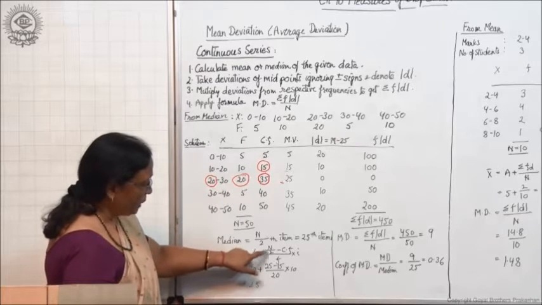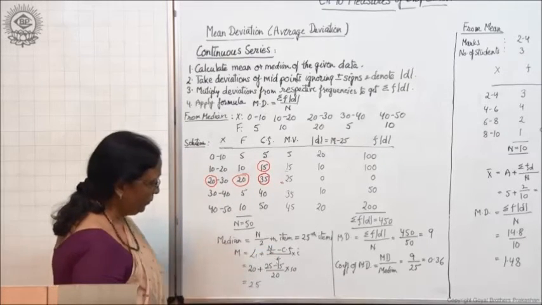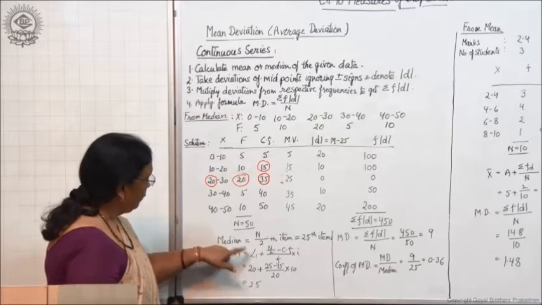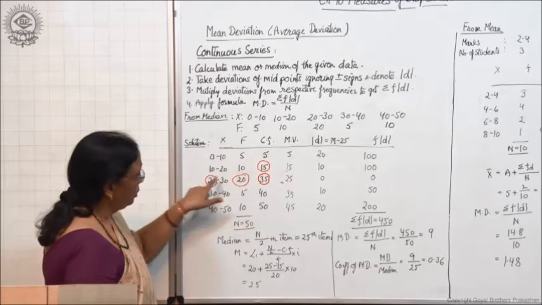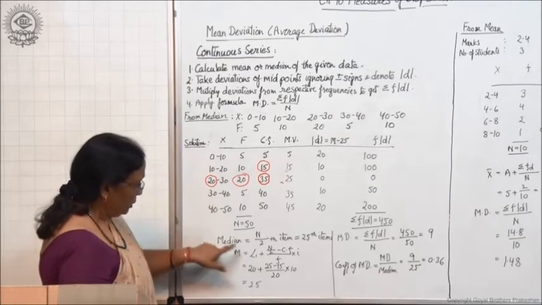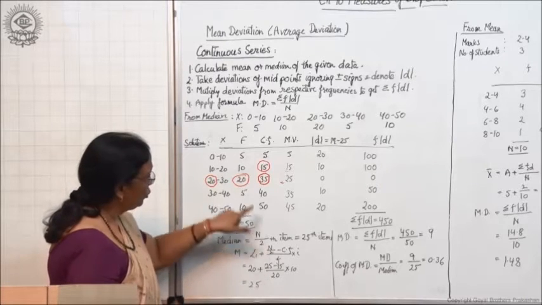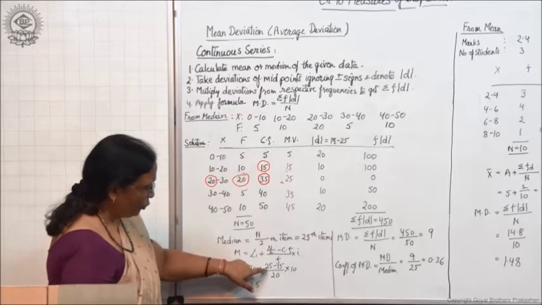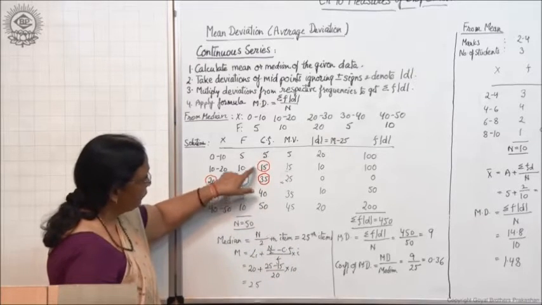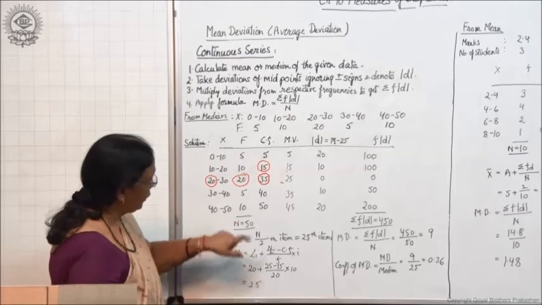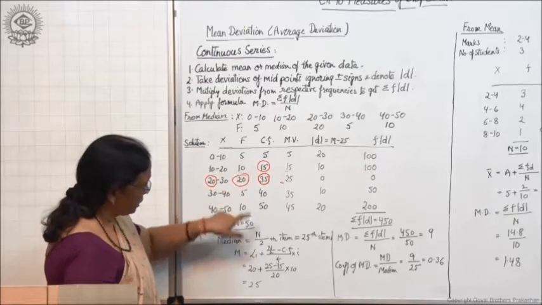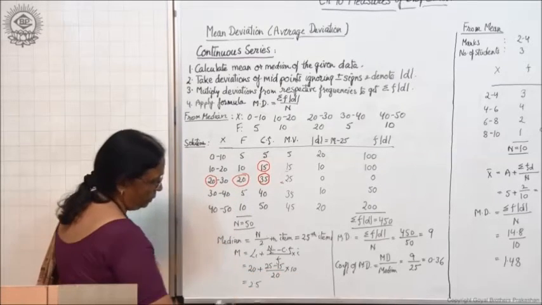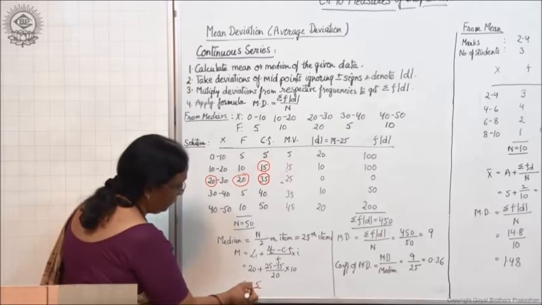Median is L1 plus n upon 2 minus CF upon F into I. This formula you know very well, we have taken it earlier also. L1 is the lower limit of this class interval. So L1 is 20, n upon 2 is 25 you have taken already, right. So n upon 2 is 25 minus CF, the preceding frequency, that is 15, and F is 20, this figure. And class interval of this is 10, so it is 10 here. When you simplify, you get 25 as median.